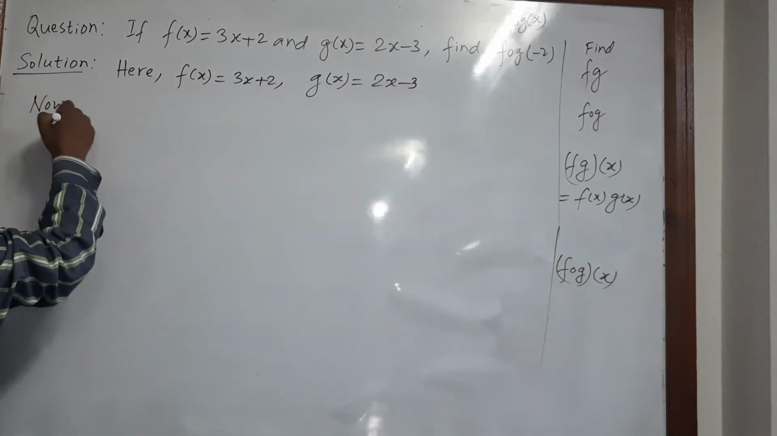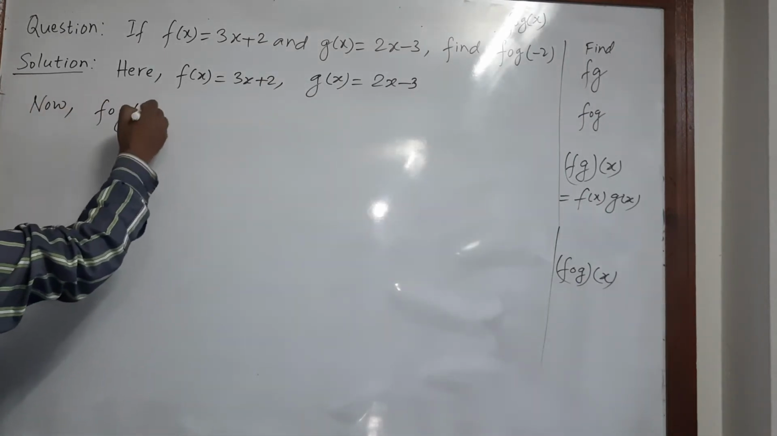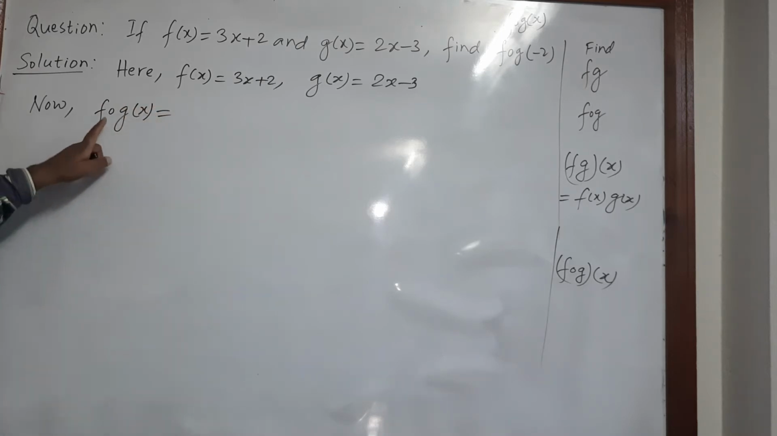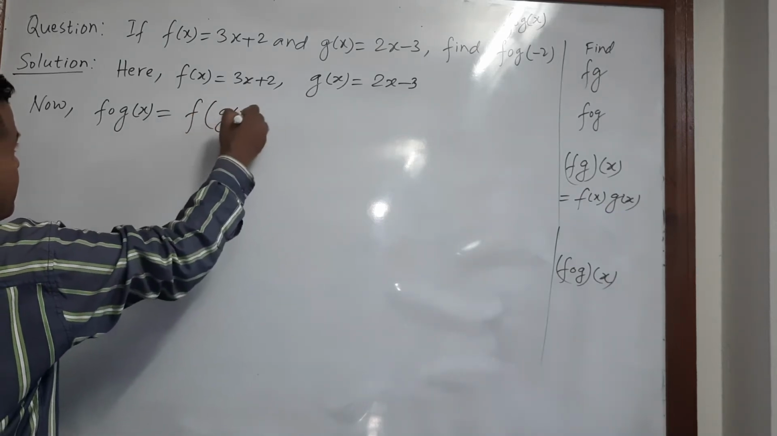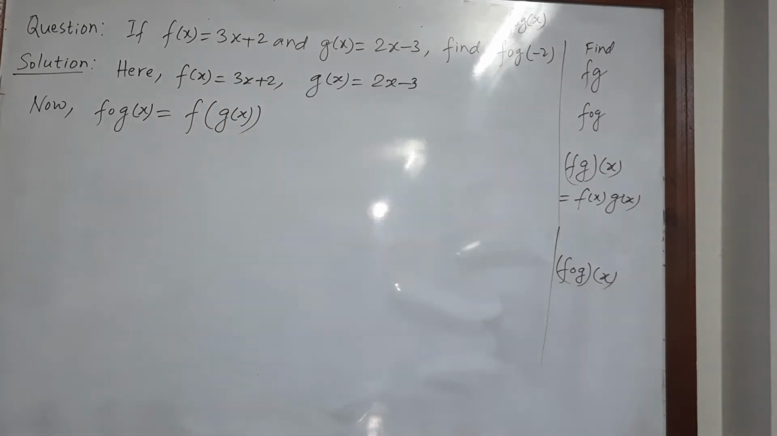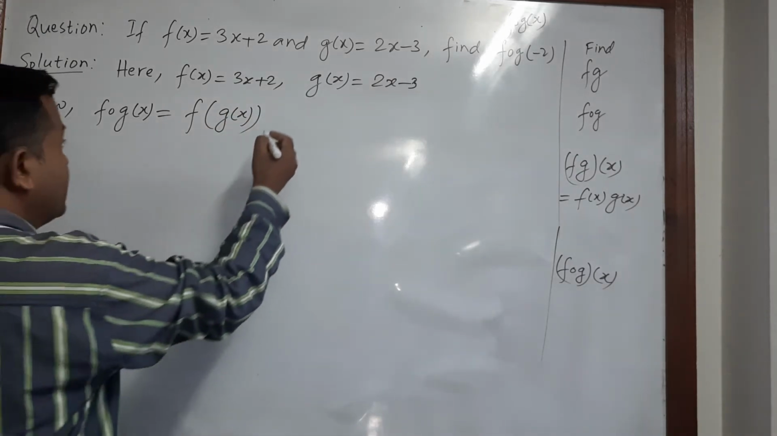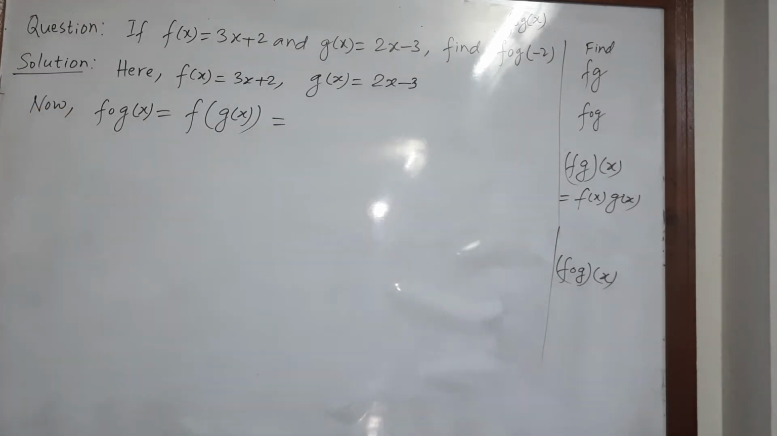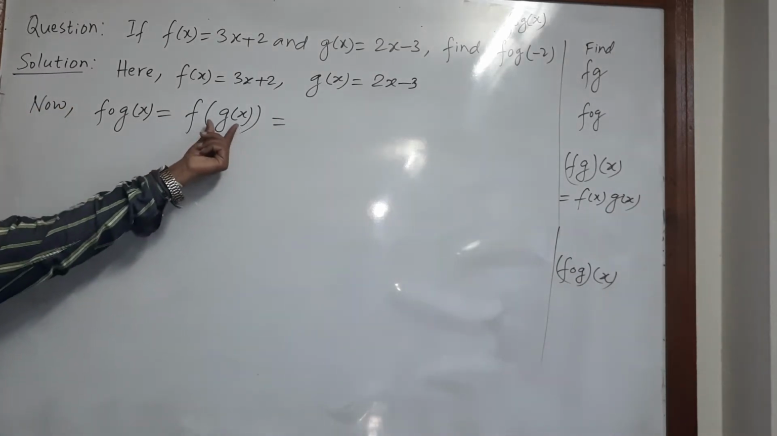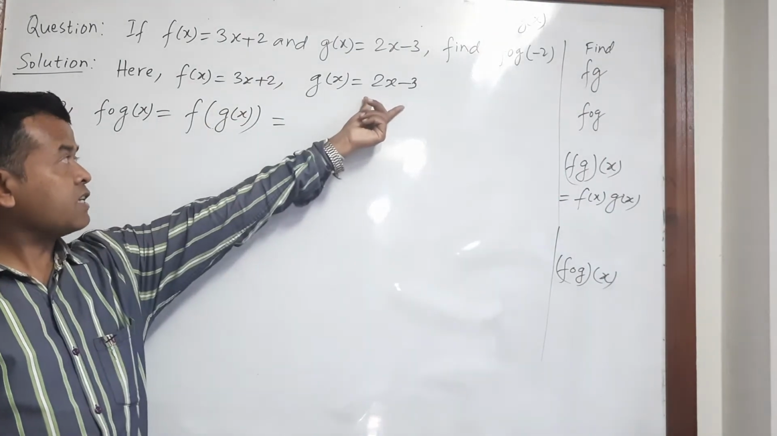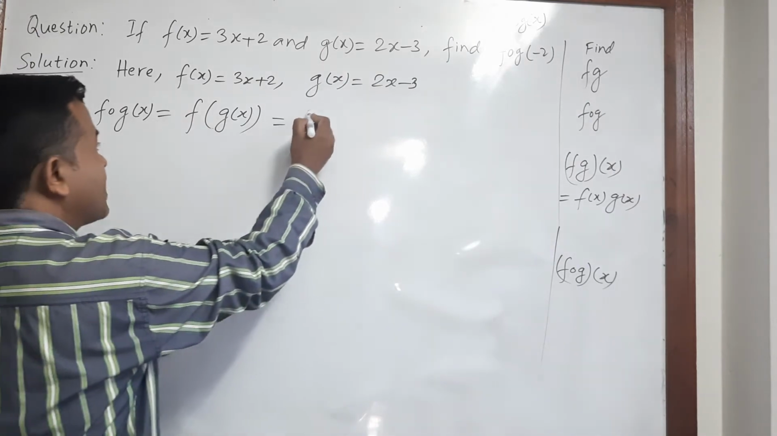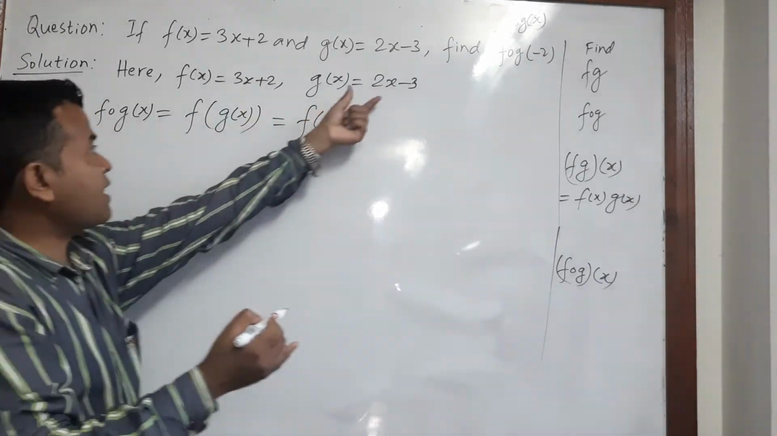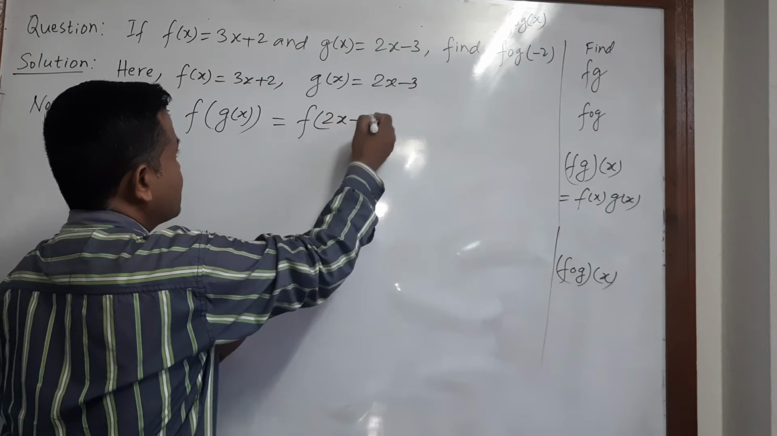Now we have to find out f of g(x). This is replaced by f(g(x)), which means f of the bracket containing g(x). In place of g(x), from here we have 2x minus 3. So g(x) is replaced by 2x minus 3, and f stays as it is.